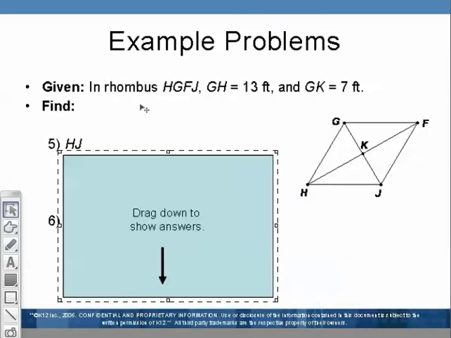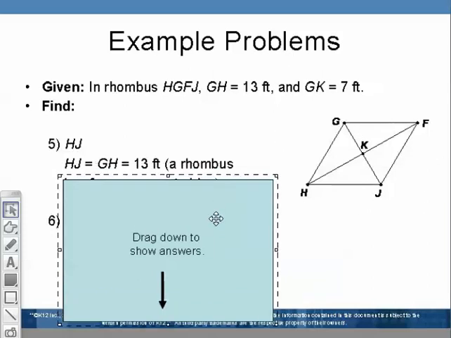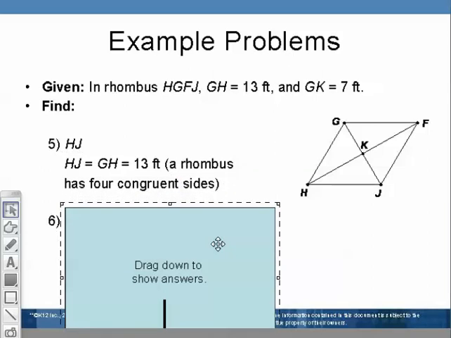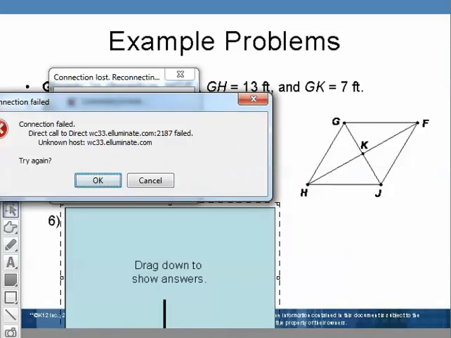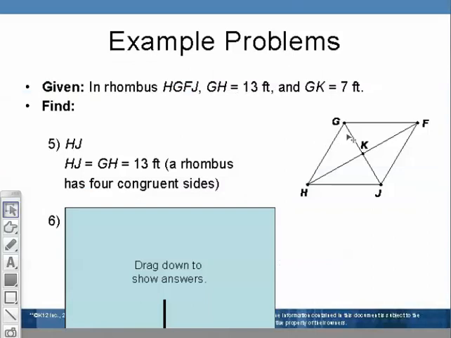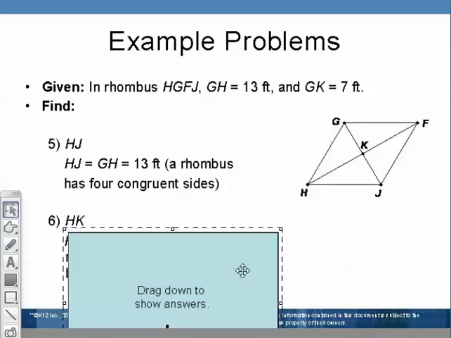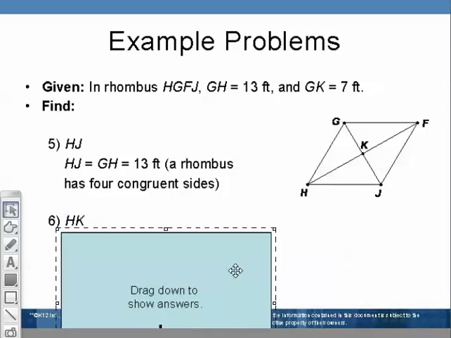Okay? In a rhombus, if they tell you one side, GH, is 13, we know all the sides are 13. So we know that HJ will be 13. And if we know that GK, which is a diagonal, or part of a diagonal there, it's the bisected portion of it, is 7, then we know that KJ will be 7 as well.